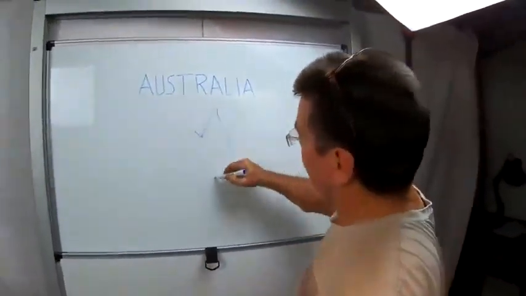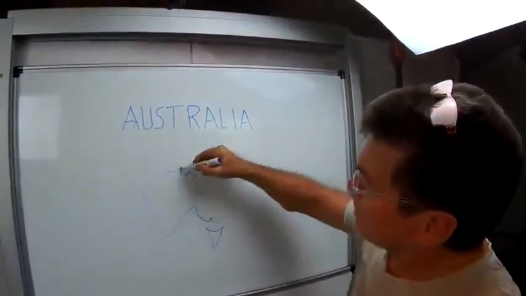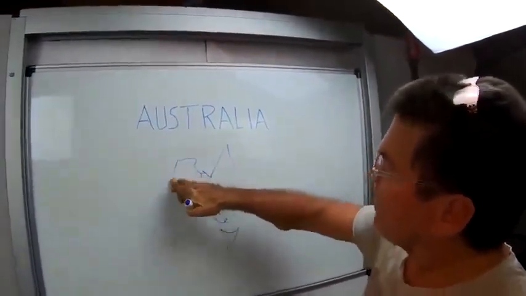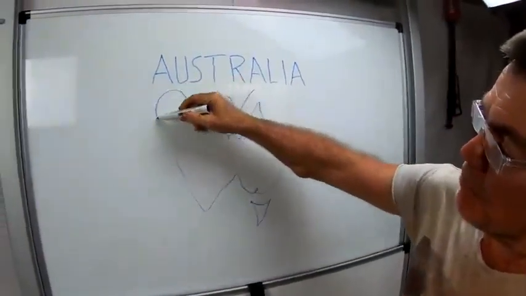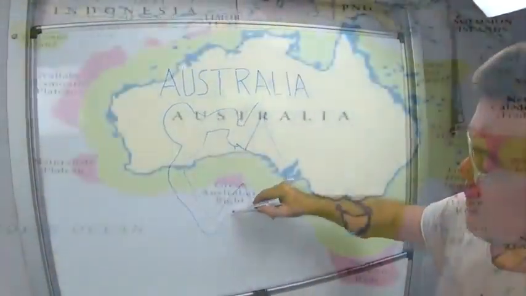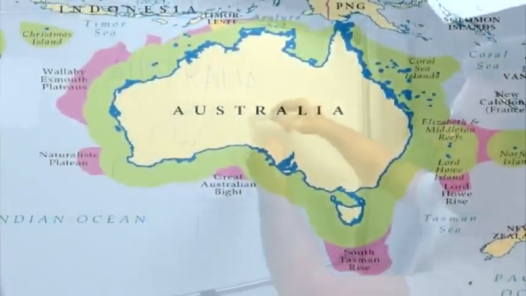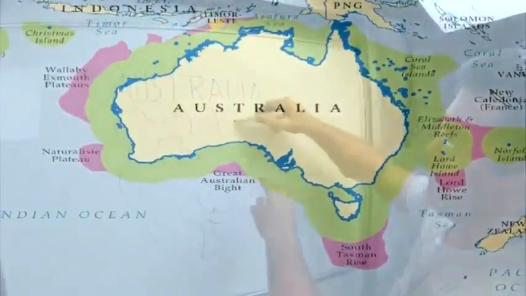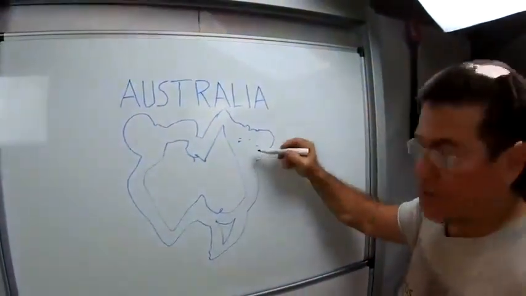So what's happened in Australia is, around Australia, you've got this green zone that comes out around the islands. It comes down here, and I think it actually comes out over to Lord Howe Island. That's the margin.